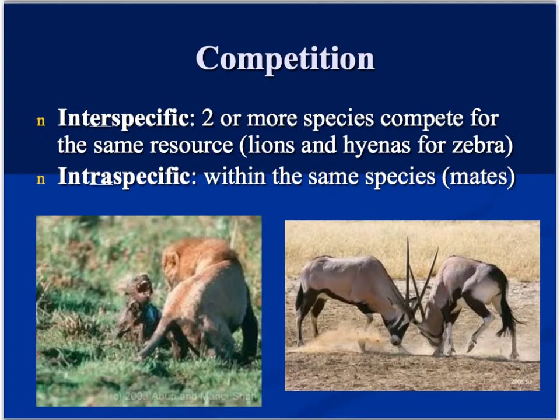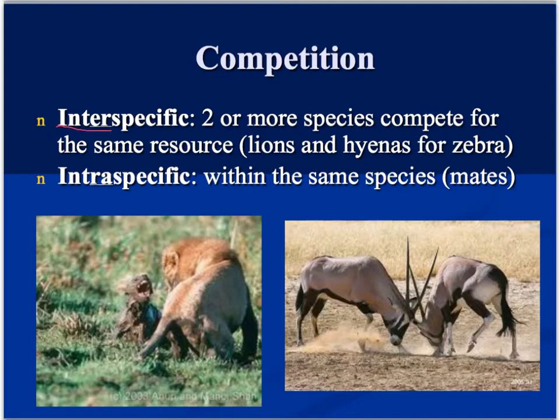The last thing we're going to talk about in this video, and again, it might be something that's a review for you, is called competition. The two words that might be new are interspecific and intraspecific. If it's inter, it means two or more species compete for the same resource. In the case of inter, think international. You're not staying within a country if you're international, you're going between countries.